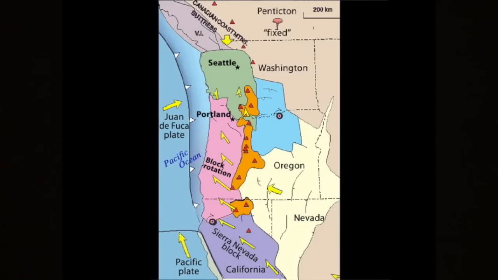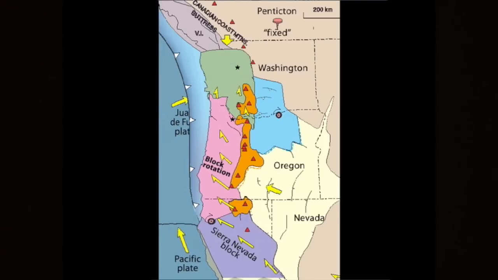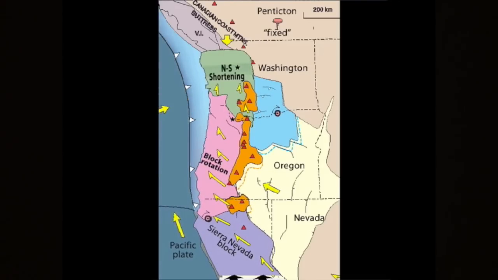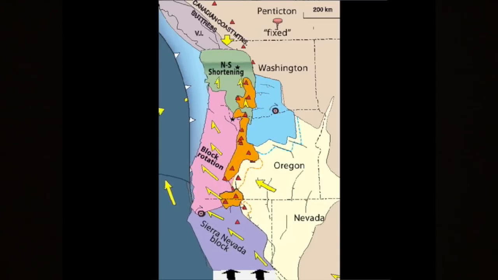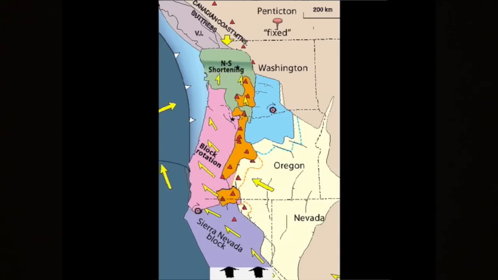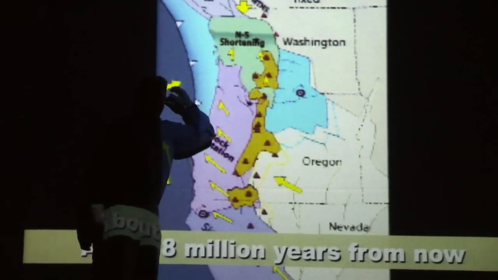So this Juan de Fuca plate, it's moving towards us here. Sierra Nevada block pushes on the southern part of the Oregon Coast Range block, which pushes on the Washington Coast Range block. British Columbia doesn't go anywhere. Seattle gets crunched.